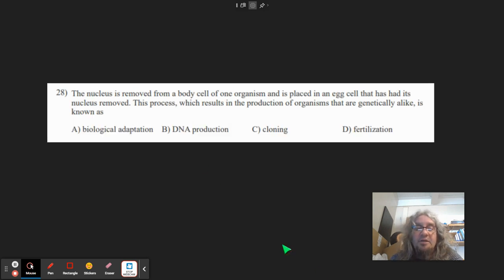28. The nucleus is removed from the body cell of one organism and placed into the egg cell that has also had its nucleus removed. This process, which results in the production of organisms that are genetically alike, is also known as A, biological adaptation, B, DNA production, C, cloning, D, fertilization.